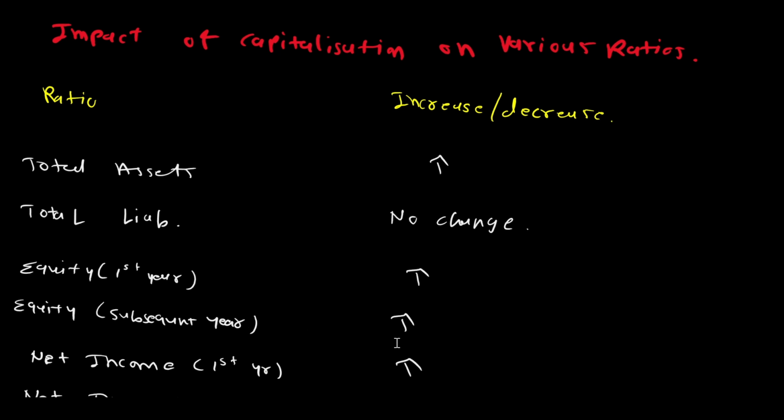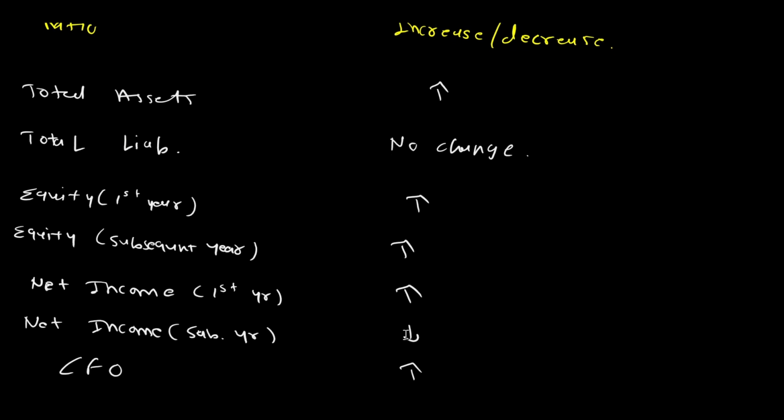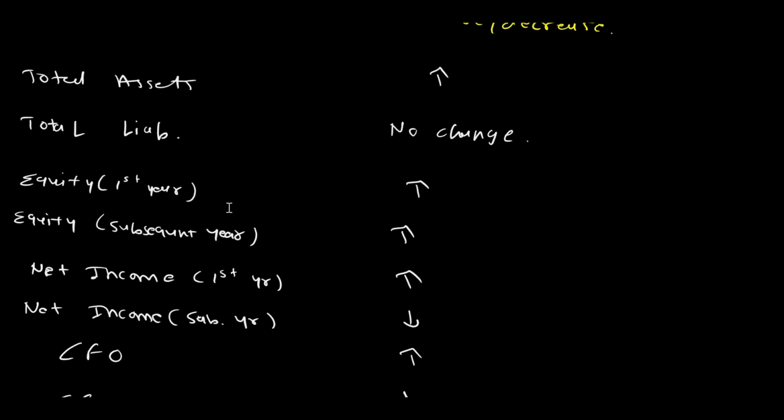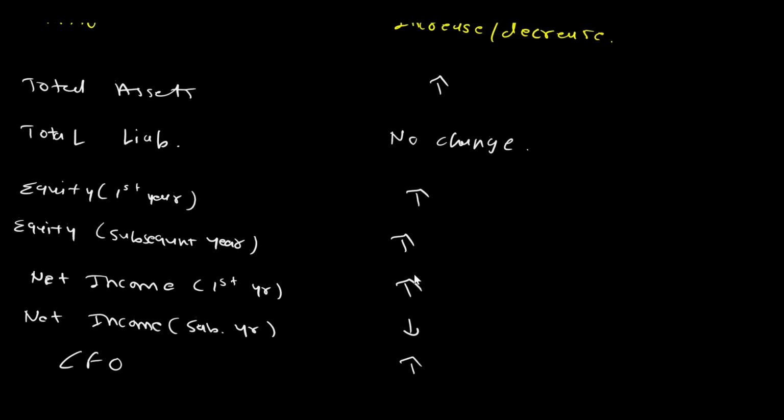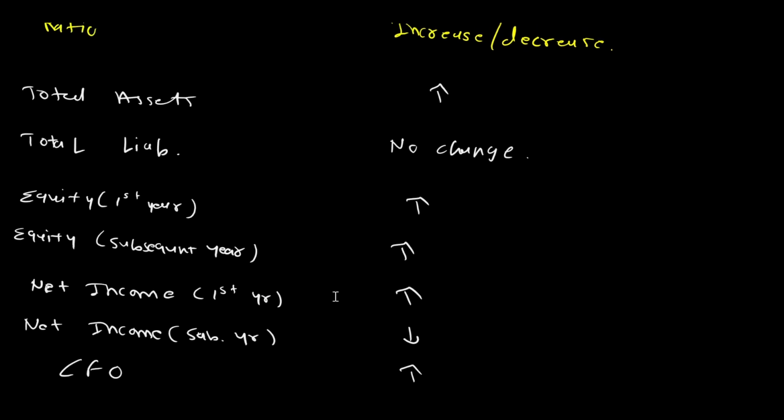So my subsequent year profit equity will be higher also. My net income in the first year will be higher, in the year of the capitalization, and in the second year my net income will be lower due to the depreciation of that asset. The capitalized company will have a depreciation on the net income, and the non-capitalization company, the expense company, will not have any depreciation on the P&L.